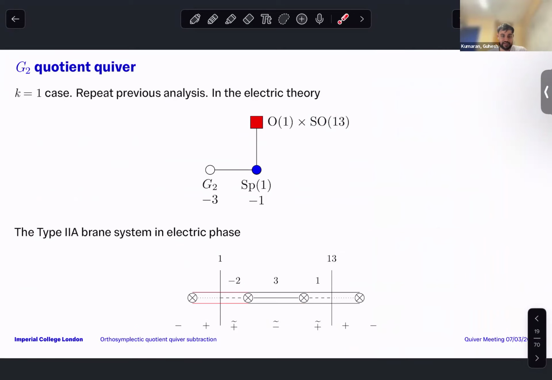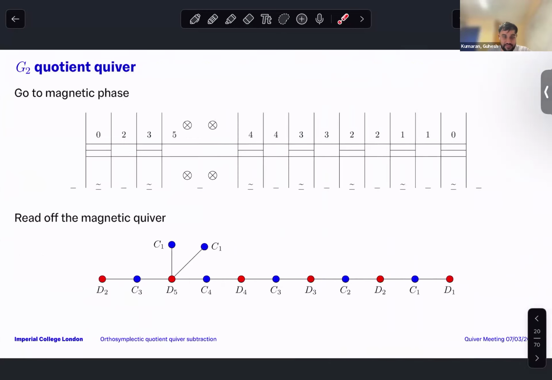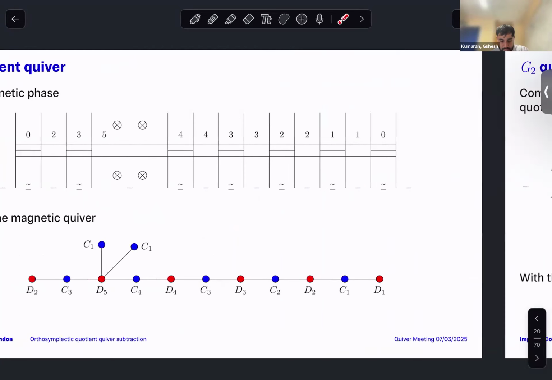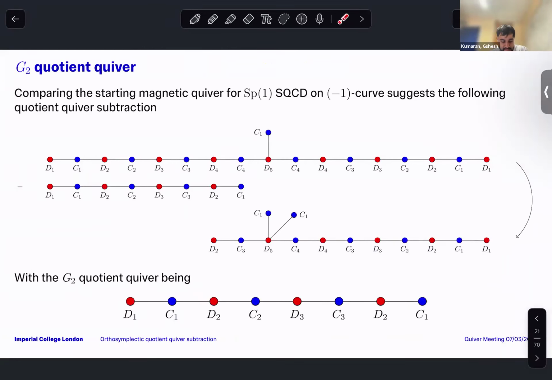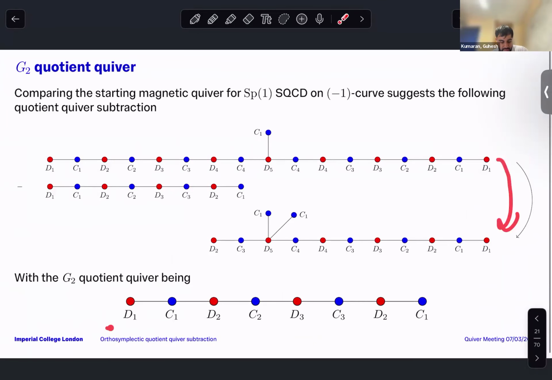Again, electric phase, I now do a sequence of moves to bring the NS off the orientable plane, and I go to the magnetic phase, which is here. I read off the magnetic quiver like this. And then once again, I squint my eyes to see how I get from here to here. And I'm led to believe that there's this G2 quotient quiver here.